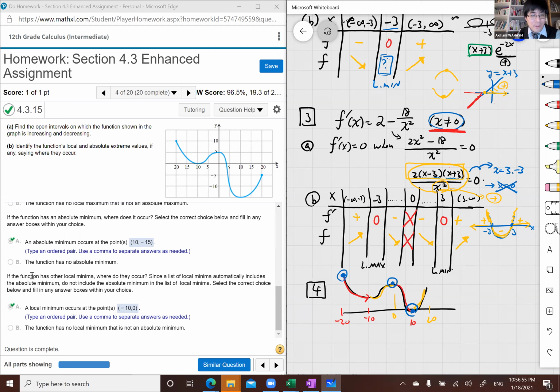So the question is asking, if the function has other local minima, where do they occur? For this one, do not include the absolute minimum in the list. That's what it said, so I should not include this one. Just try to find other local minimum points. So that's gonna be this one. So you just answer this point and then it's done.